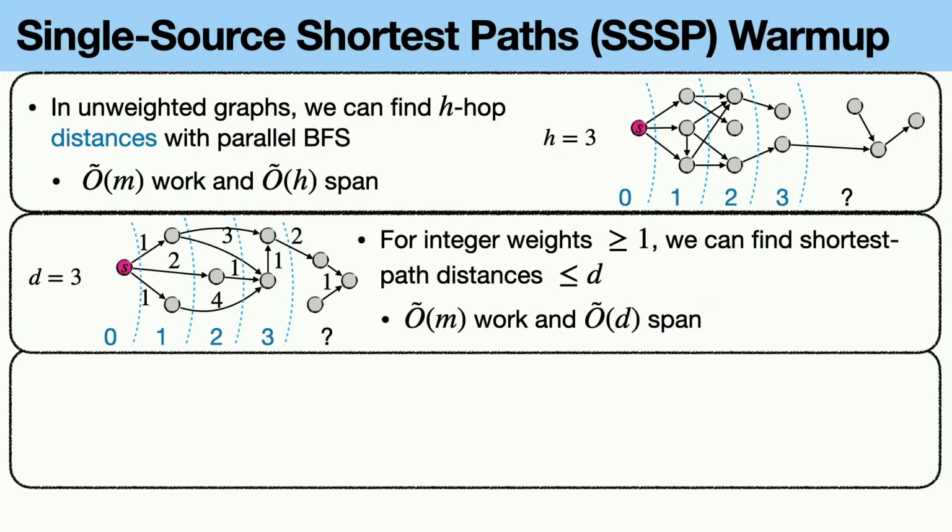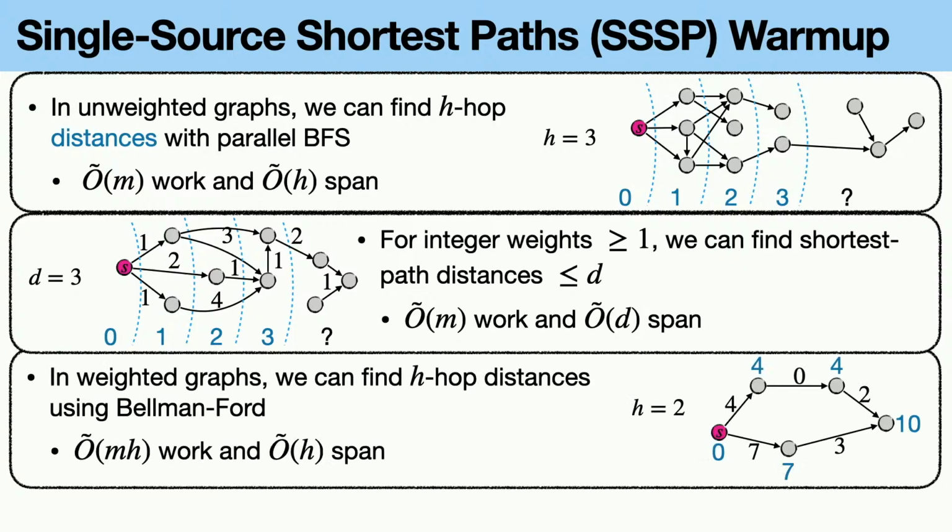Okay, maybe a little bit less obvious, but also not hard, is if we're talking about strictly positive integer weights, we can find shortest path distances at most d, so not d hops, a distance of at most d, in m work and d span. And conceptually, you can just think about this as treating each edge with long length as multiple unit weight edges. But that implementation won't be efficient. So most people kind of view this as like a bucketed Dijkstra's algorithm. But it's not hard to do this in roughly linear work.